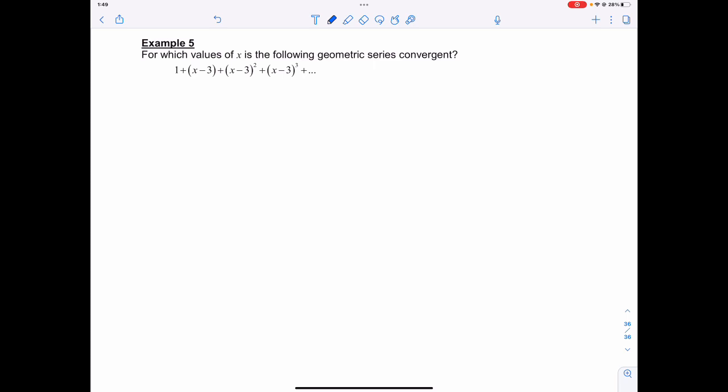All right, last example for this chapter. For which values of x is the following geometric series convergent? Now, remember, what does the term convergent mean? Convergent means that the absolute value of r is less than 1 where r is not equal to 0. We can also state that as -1 is less than r, which is less than 1, where r is not equal to 0.